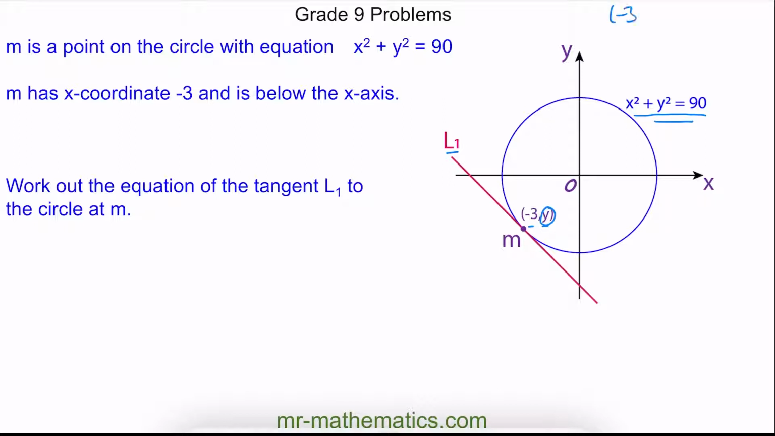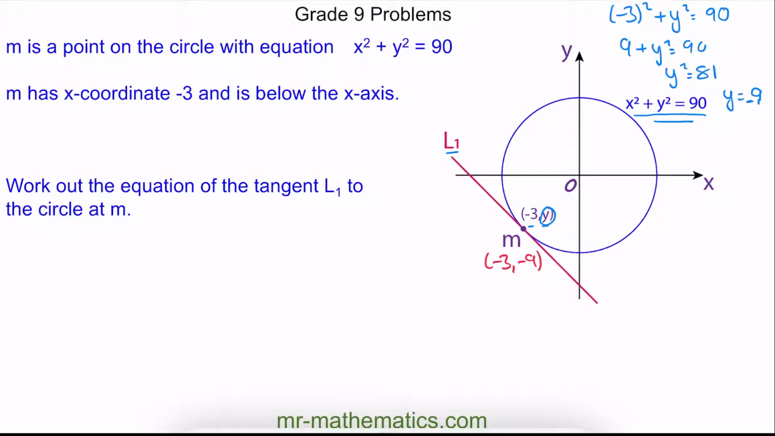So (-3) squared plus y squared is equal to 90. (-3) squared is 9, plus y squared equals 90. So y squared will equal 81. And we can take the square root of both sides, so y will equal 9. But it must be -9 because it is below the x-axis. So y is -9. So the coordinates of M are (-3, -9).